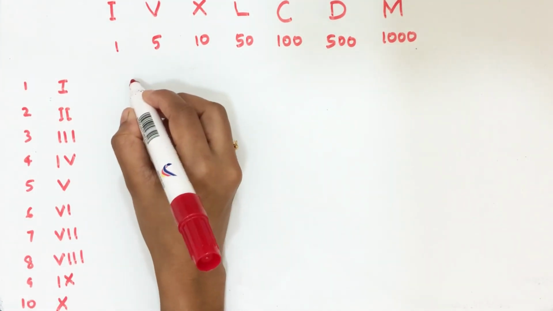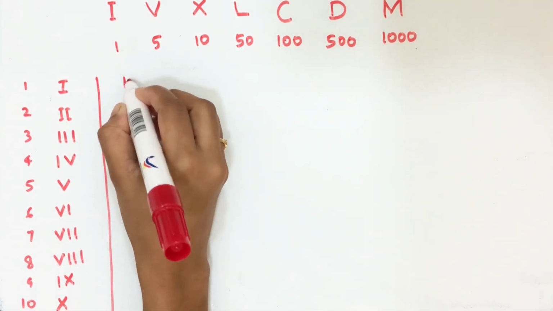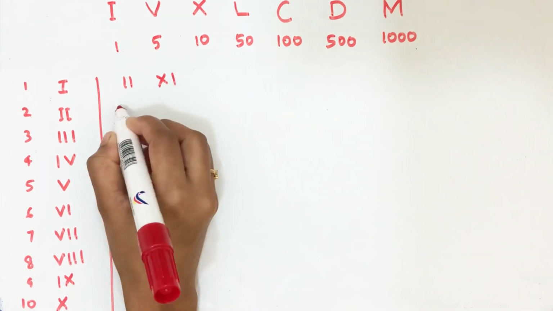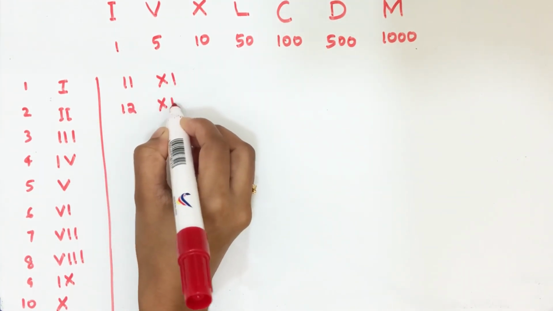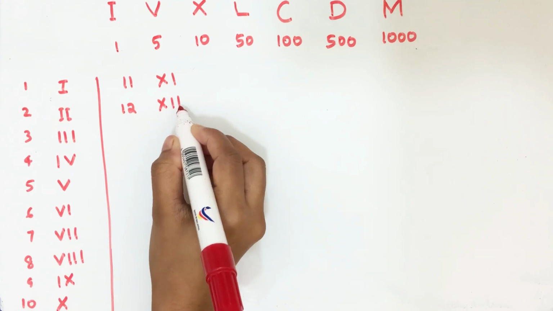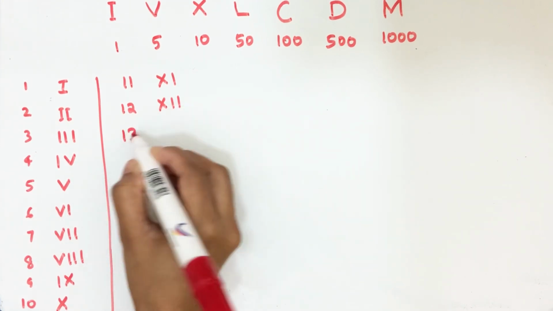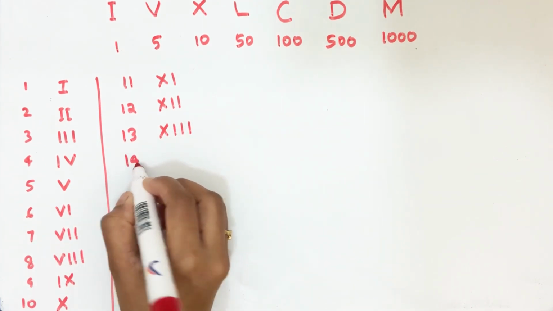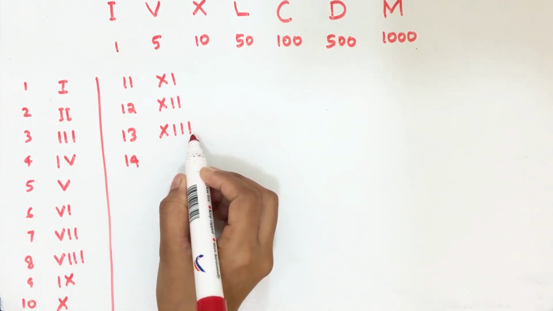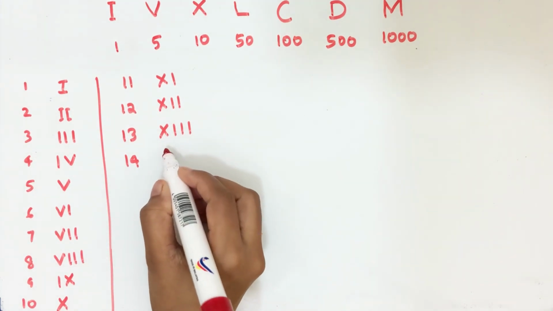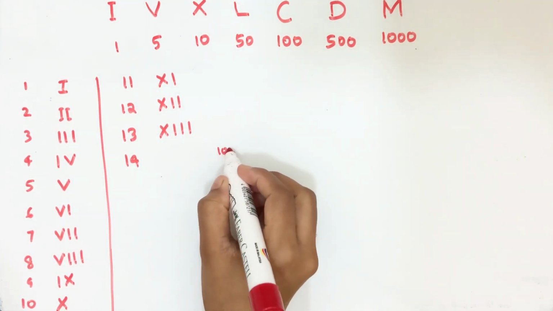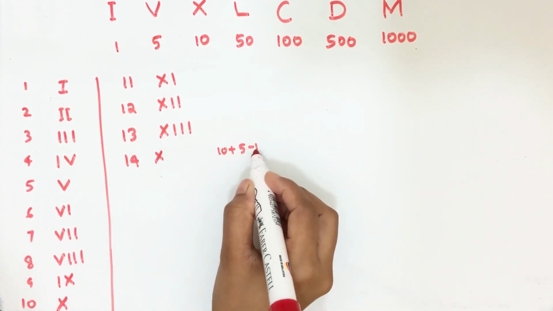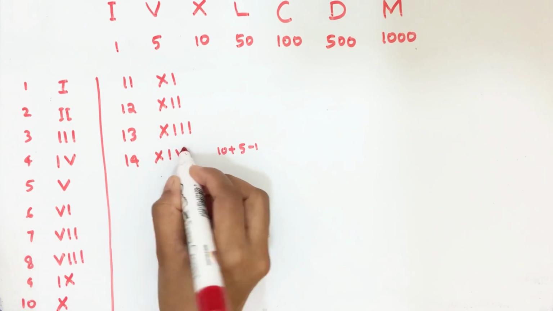Like that we can write 11 is equal to 10 plus 1. That is 10 and to the right 1. 12 is equal to 10 plus 1 plus 1, to the right 2 times 1. 13 is equal to 10 plus 1 plus 1 plus 1. 14 is, we cannot repeat more than 3 times. So 14 is 10 plus 5 minus 1. That is 10. Then 5 minus 1 is 1, 5.